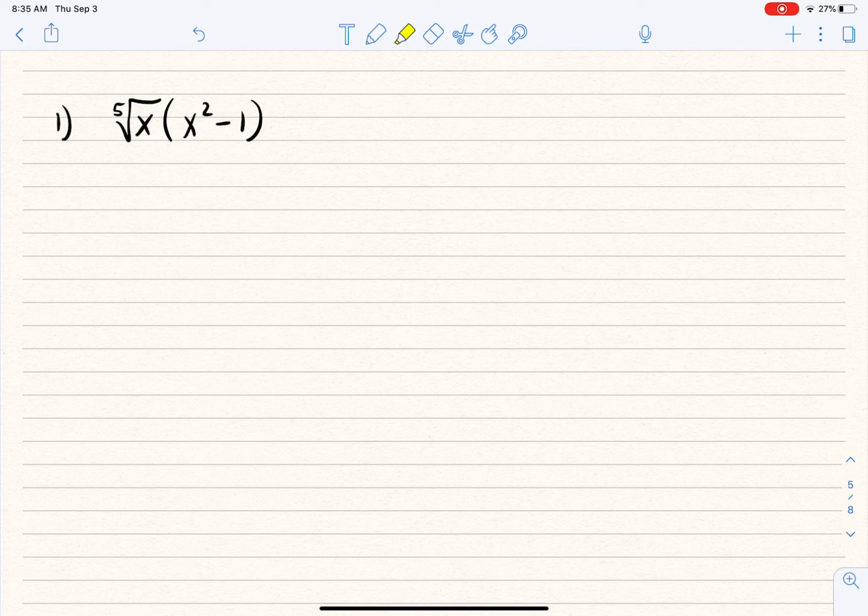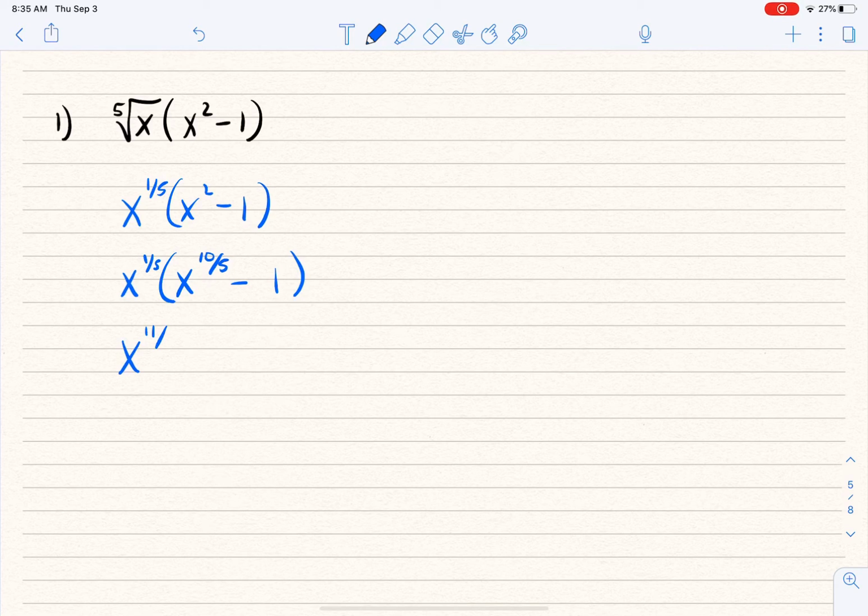This first one says the fifth root of x times x squared minus 2. Well, let's think about how we would want to do this. The best thing to do would be to convert this to a rational exponent and then say times x squared minus 1. And remember, when we're multiplying powers, we add the exponents. So this would be x to the 1/5. We've got to think about that x squared in terms of fifths. So that would be x to the 10/5 because 10 over 5 is 2, minus 1. And now just go ahead and multiply across. So x to the 1/5 times x to the 10/5 would be x to the 11/5 minus x to the 1/5. Pretty ugly answer, but it's true.